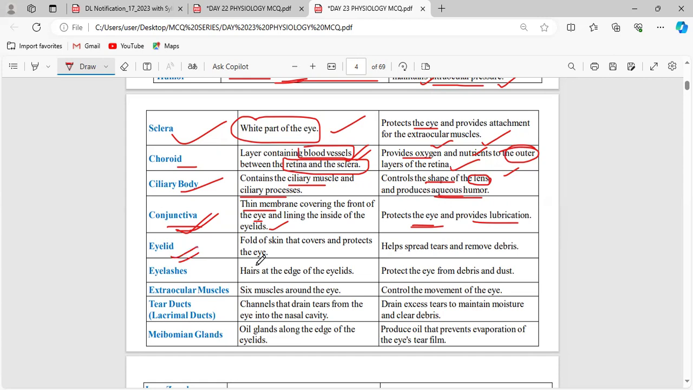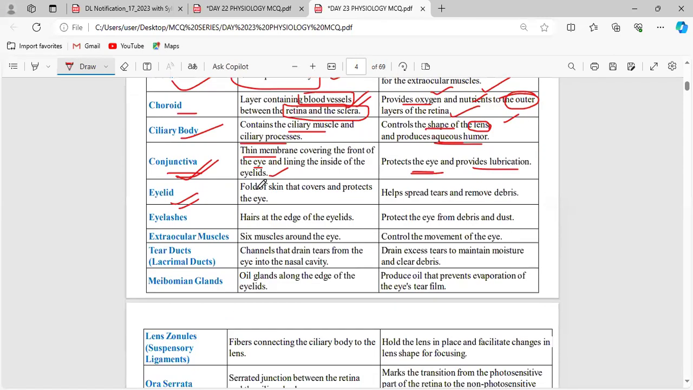Now, what is the eyelid? It is a fold of skin that covers and protects the eye. It helps to spread the tears and remove debris. And what are eyelashes? We know that the hair is called the eyelashes. See, we have hair in the nostrils and we also have hair here, and we call them the eyelashes. And what is the purpose of all these hairs? To protect the structure from debris and dust.